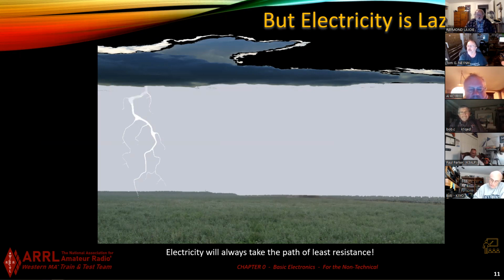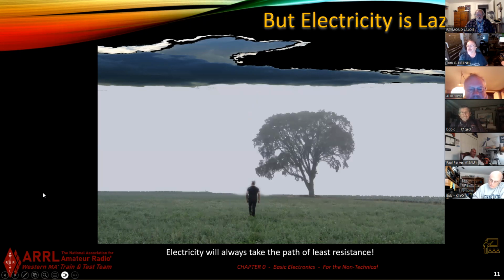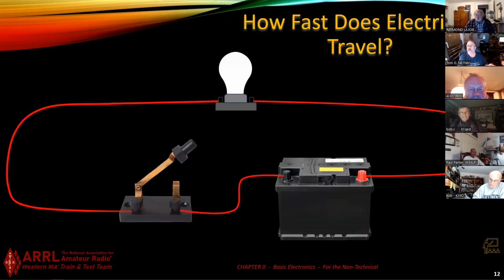So if there's a better path, guess where the electricity is going to go? And if you present a better path, guess where the electricity is going to go? And it's the case all the way around. So no matter what you do, electricity is lazy. Unfortunately, it's also lethal. So bear that in mind.